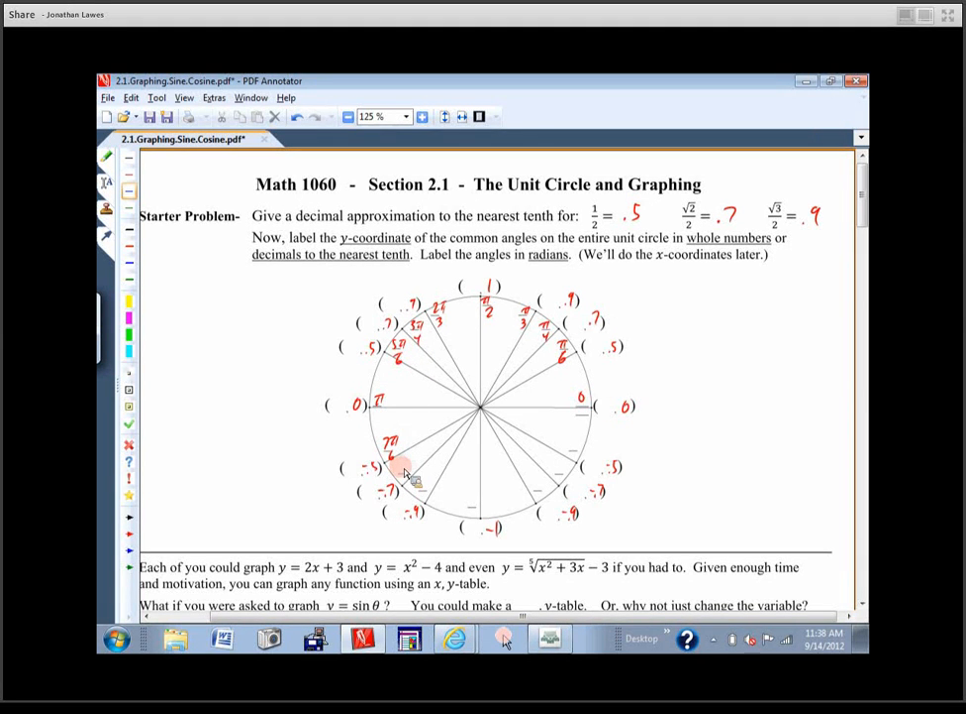What do we got here? 5 pi fourths. This is going to be 4 pi thirds, 3 pi halves. Let's see, 5 pi thirds, 7 pi fourths, and the last one here is 11 pi sixths, right? Go all the way around the full circle, you got 2 pi. Any questions there?